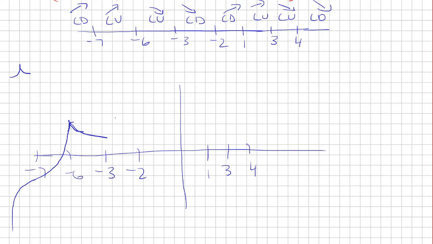And then it switches to concave down. Let's try that again. Concave down, decreasing to negative 2. And then at negative 2, it's still concave down, but it's increasing now. So all the way up to 1. And then at 1, it's going to be increasing and concave up to 3. From 3 to 4, it's concave up still, but it's decreasing. Something like that. And then after 4, it's decreasing and concave down.